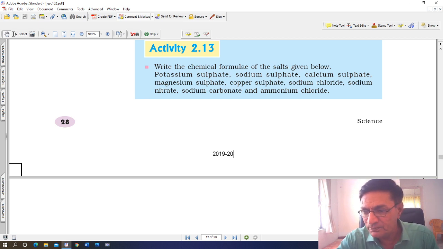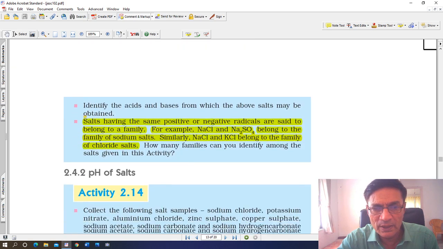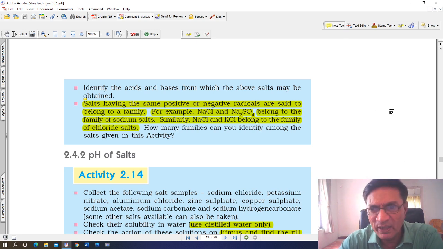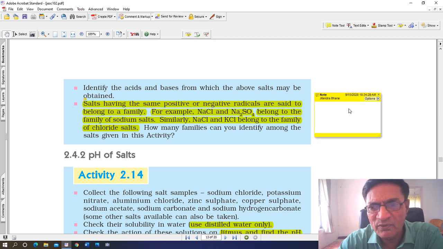Now, identify the acids and bases from which the above salts may be obtained. Salts having the same positive or negative radicals are said to belong to a family. So what is a family of salts? Here you can see the answer: a family of salts is where the positive radical or the negative radical is the same. If the positive or negative radical is the same, then you have a family of salts.